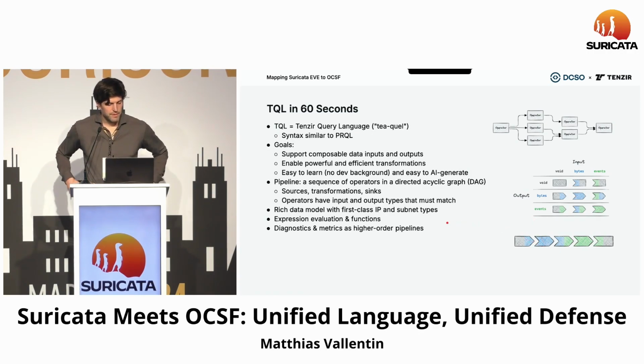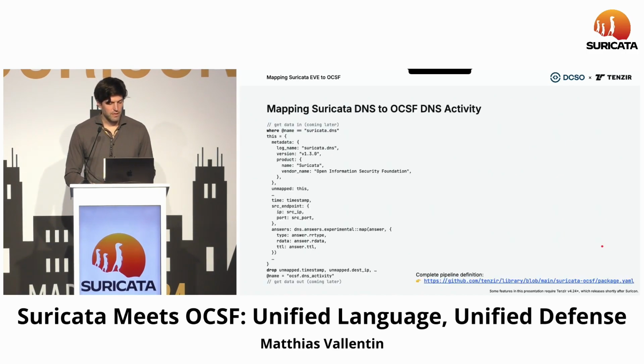And the whole point is that this is intended to work for security very well, with first-class types for IP addresses, subnets, and functions. I will show you an example in a little bit. But the whole point is there's a data flow, you have bytes and events, and all you have to do is compose your operators in the way that they mix and match. And once you get that, you're good to go. So here I'll show a piece of TQL that is mapping the Suricata DNS event to OCSF DNS activity. And so this is a snippet of a pipeline.